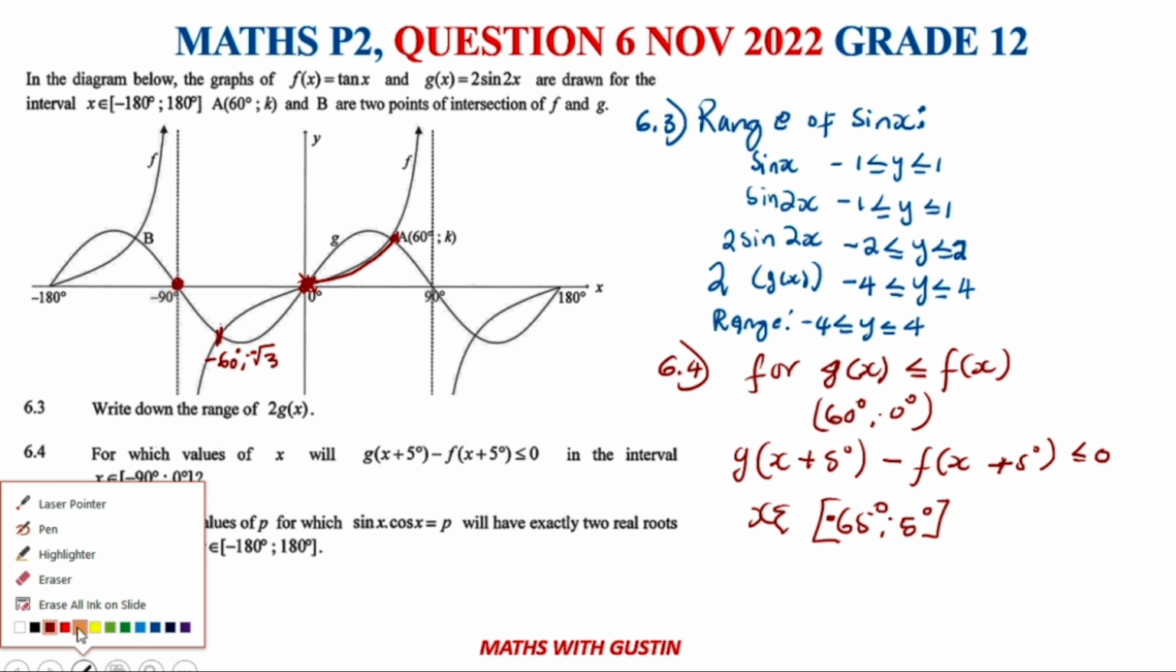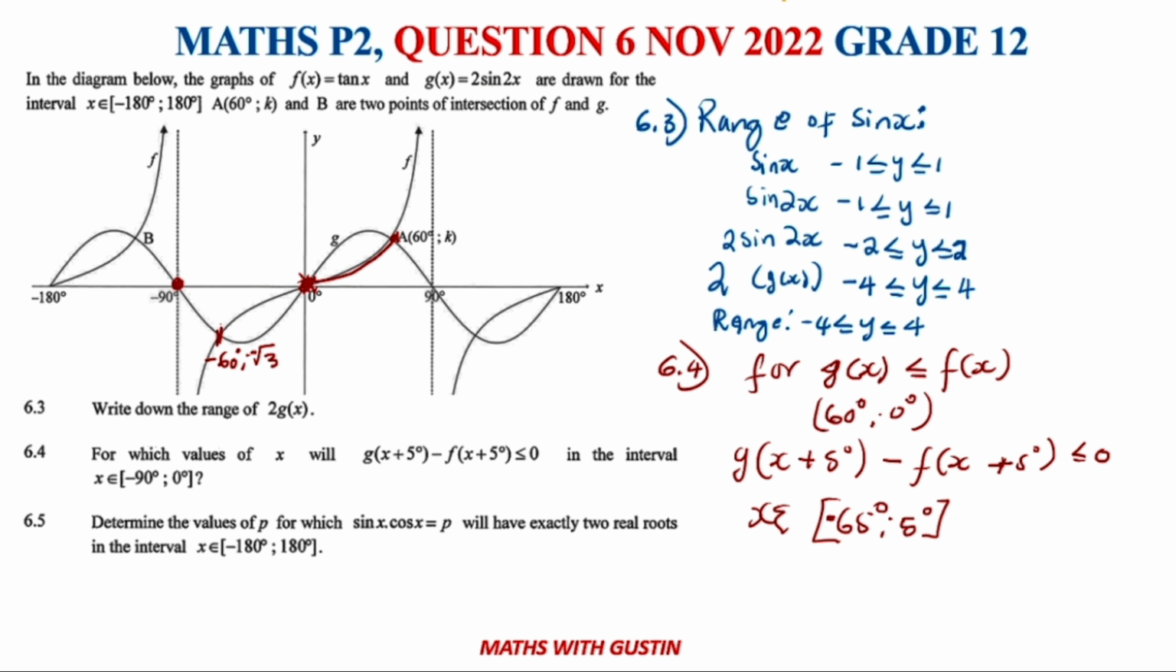So now let's move right along, moving to question 6.5. With 6.5, let me get another color. This one is not visible enough. With 6.5, you are going to come here and say, it says here to determine the values of p for which sine x. All right, guys, I don't like this color at all. Okay, go back.